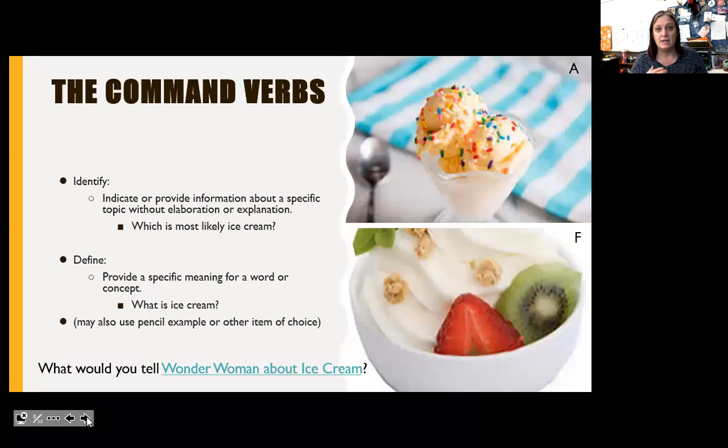Remember your command verbs. This is the one that a lot of you guys are struggling with. In class, we used the Wonder Woman example, where we talked about what ice cream was. So if you're asked to identify, identify. The statement here says, which is most likely ice cream? You would look at it and say, well, A is most likely ice cream. That would be your full answer. That would be the correct answer. If you just wrote A, that would not be enough. Make sure it's clear what you're identifying and how it matches.